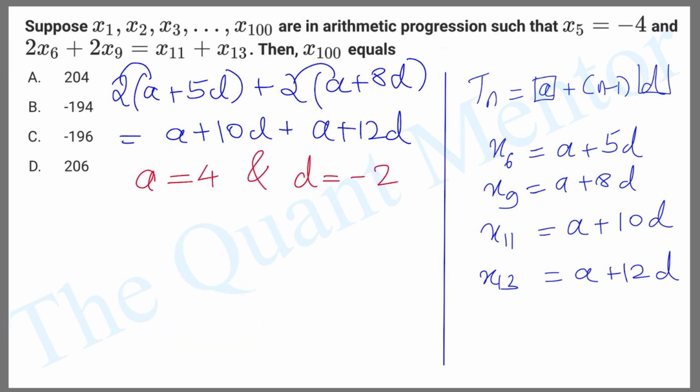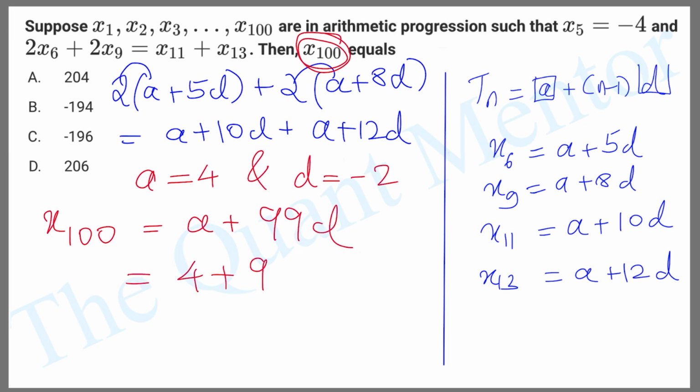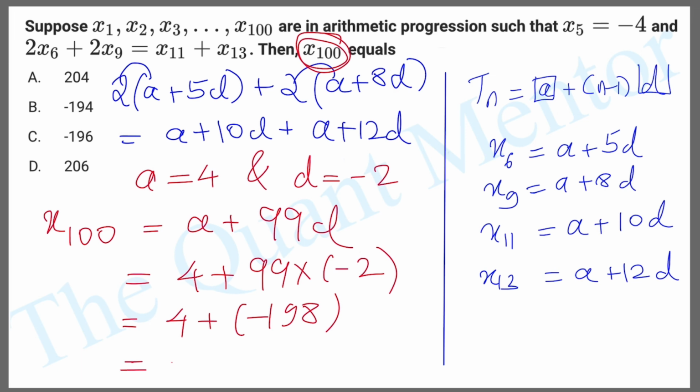The question now demands x100, or the 100th term of the AP. x100 would simply be equal to a plus (100 minus 1), 99 into d. So 4 plus 99 into minus 2 will be equal to 4 plus minus 198. 4 plus minus 198 would be equal to minus 194, and this is the answer to my question, the B option, minus 194.